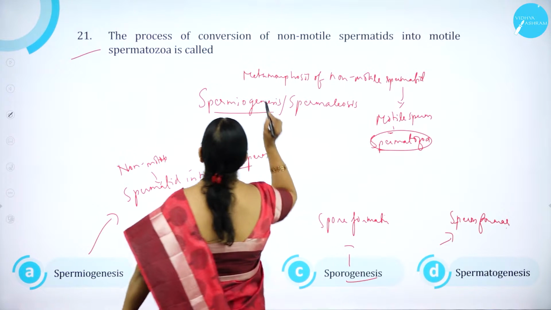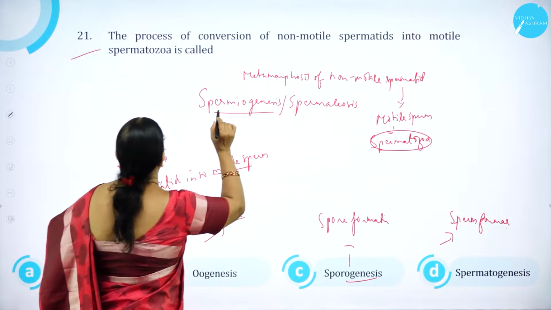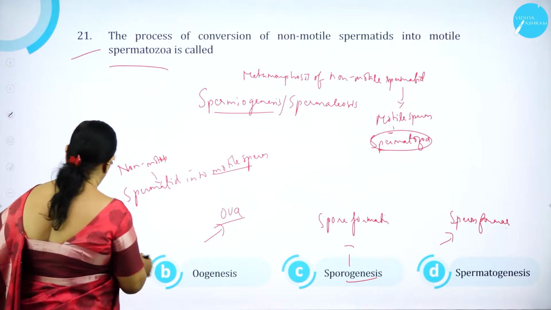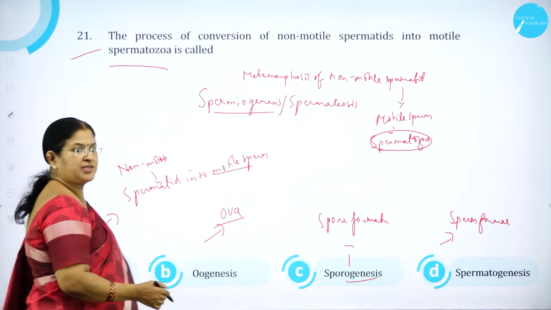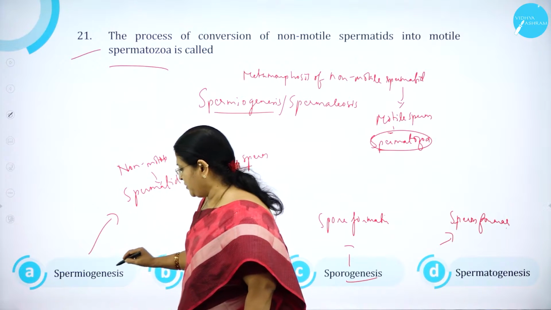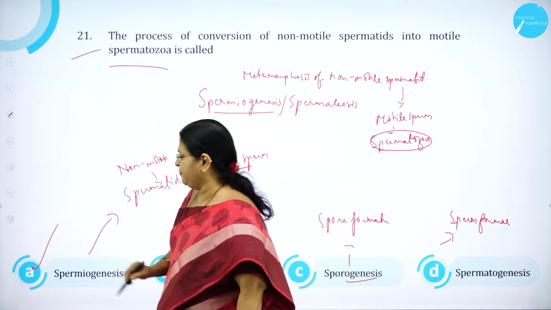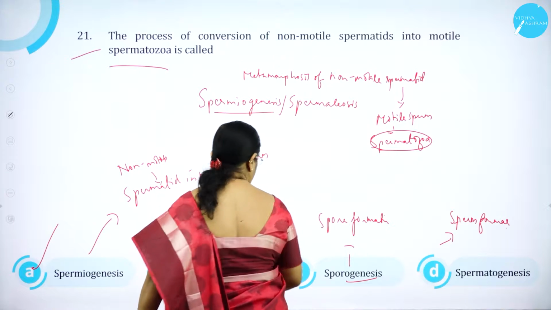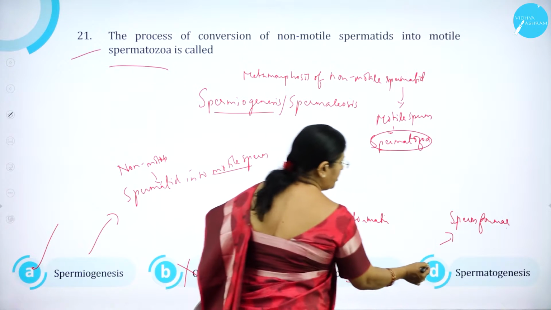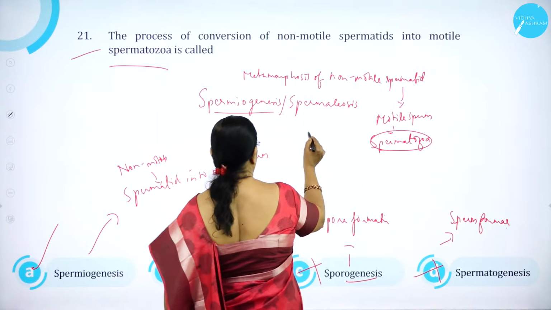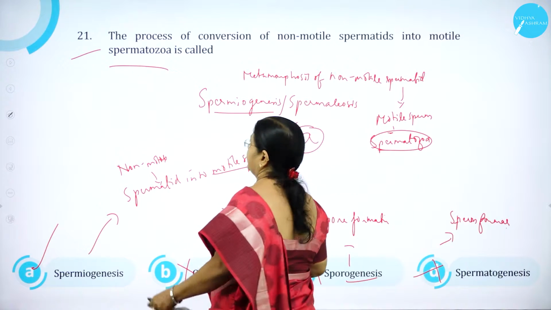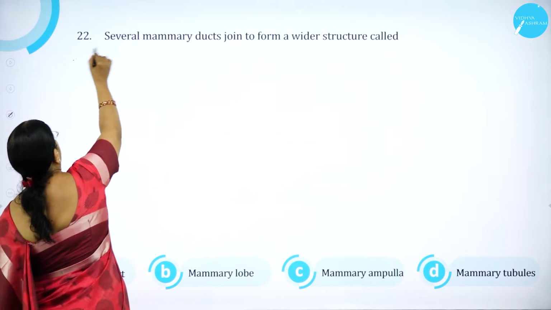So the process of conversion of non-motile spermatids into spermatozoa is called what? Among the four options, which is the right option? Spermiogenesis, option A. Oogenesis is wrong. Sporogenesis is wrong. And D is wrong. So A is correct. Question number 22.